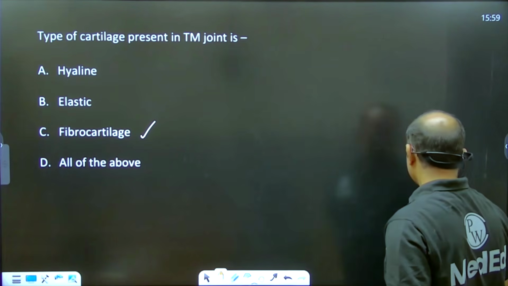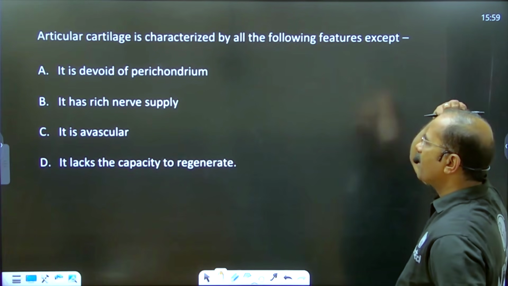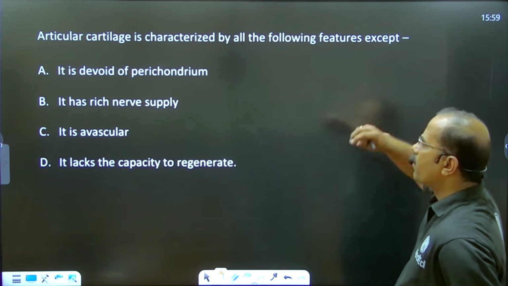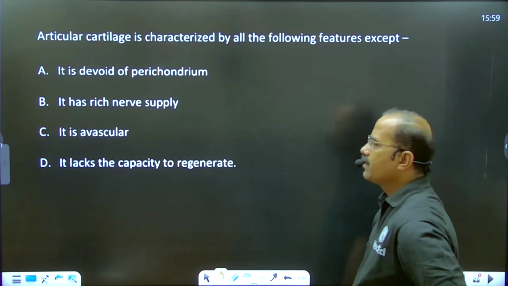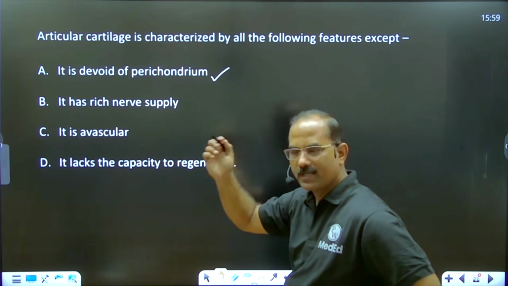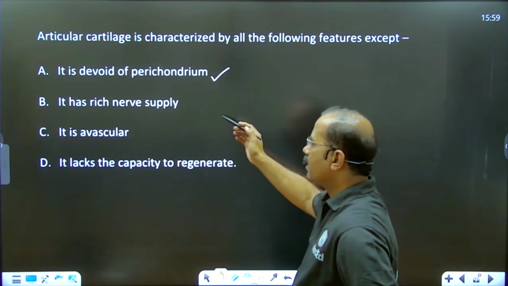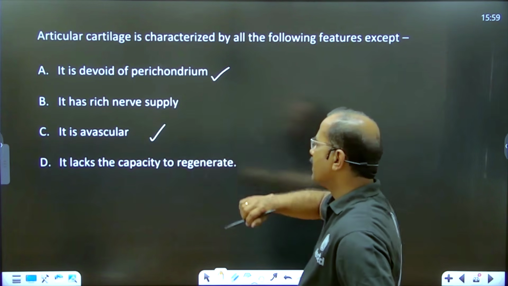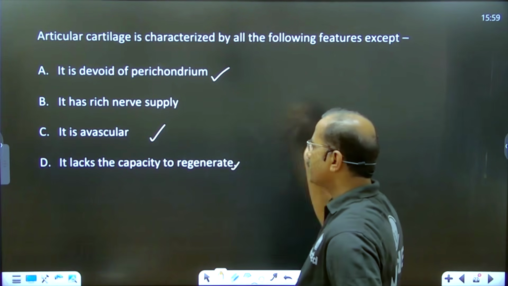Clear to all of you? Okay. Articular cartilage is characterized by all the following except: what is the characteristic of articular cartilage? It is devoid of perichondrium. Yes, perichondrium is absent. It is avascular. Yes. It lacks the capacity to regenerate.